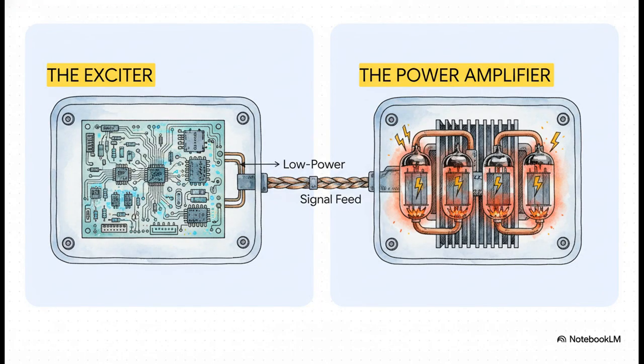So inside that transmitter box, you've basically got two main parts. I like to think of it like this. You have the brain and the muscle. The brain is the exciter. Its job is to create the perfect, precise radio signal, but at a very low power. Then comes the muscle, the power amplifier. It takes that tiny little signal from the brain and just cranks it up, boosting it with thousands, sometimes tens of thousands of watts. It's raw power.